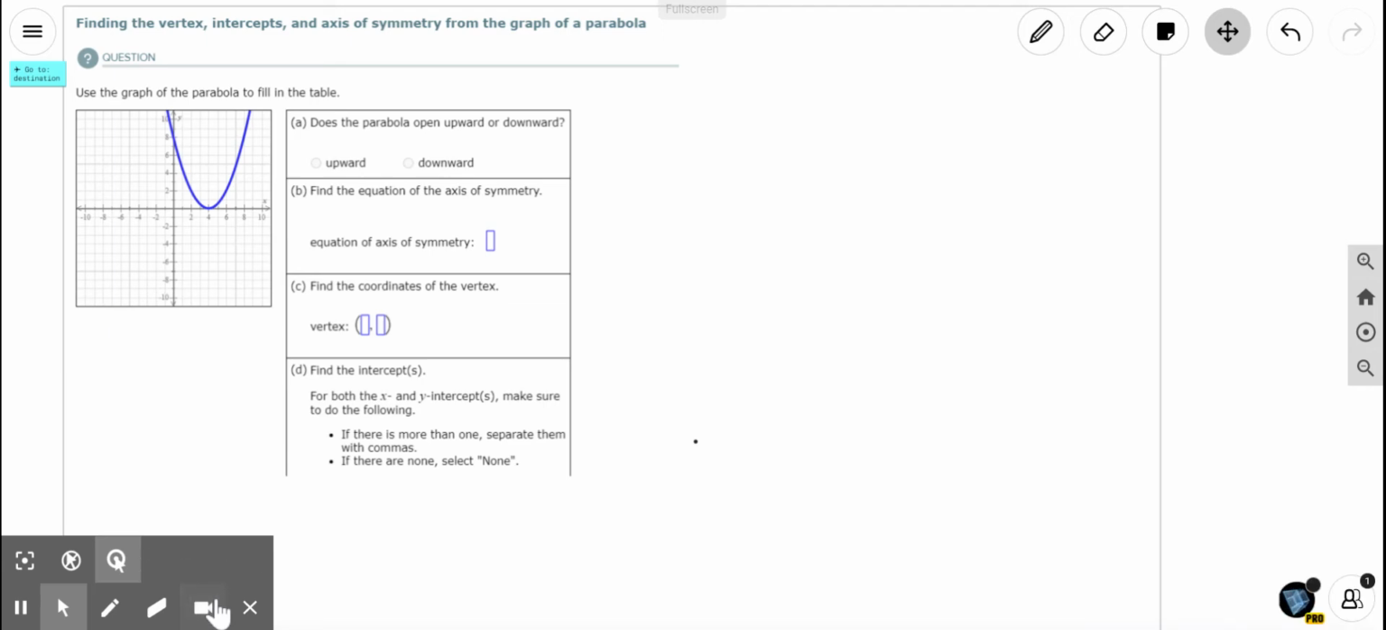All right, it says use the graph of the parabola to fill in the table. So does the parabola go upward or downward? And I don't want you to forget what we learned in Desmos. Okay, when we learned Desmos, remember we were plugging in y equals something like 2x squared, okay? I don't want you to forget what you learned.